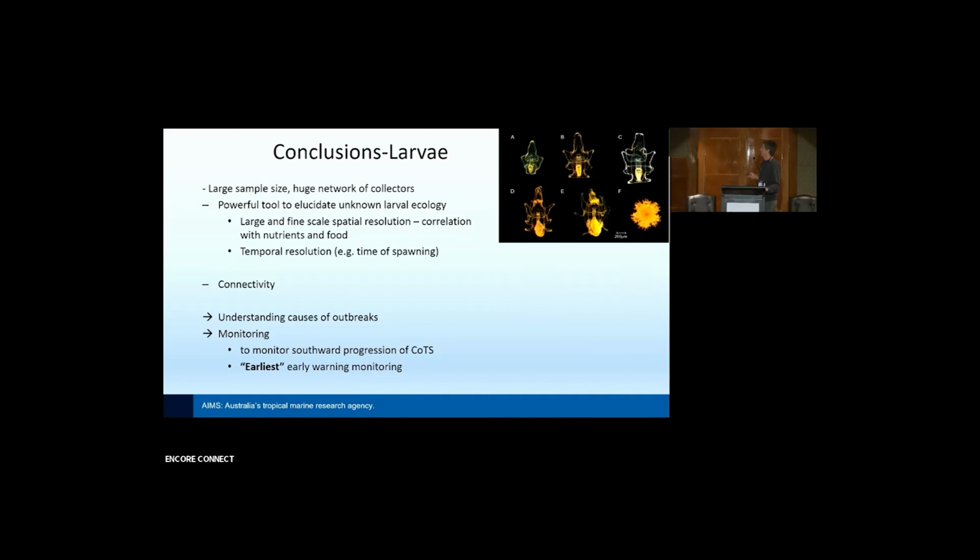Besides understanding the causes of outbreaks, I think it's also an important monitoring tool. I know David doesn't agree on that, but I still think it's currently one of the earliest early warning signals we can get, because I'm expecting that outside the outbreaks we will find zero larvae. So as soon as we find any larvae, at least we get an indication that there's something happening in the region and we can have a better look at the benthos.